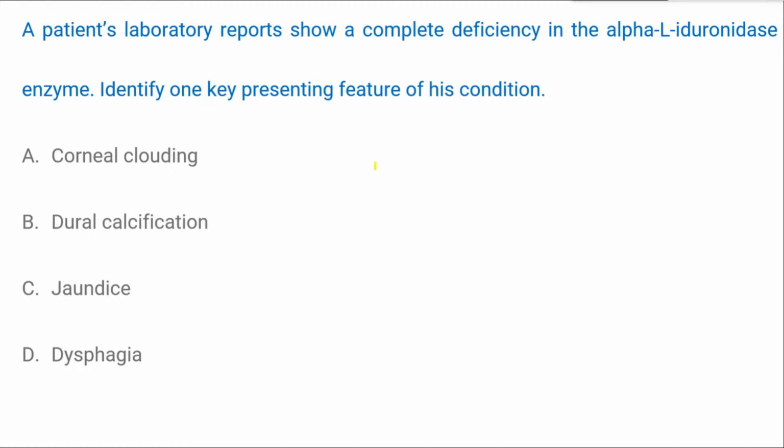We'll move on to the next question. I'm reading out the question options and giving you the answer. I'll explain the answer also, so don't worry. A patient's laboratory report shows a complete deficiency in the alpha-L-iduronidase enzyme. Identify one key presenting feature of his condition. Is it corneal clouding, dural calcification, jaundice, or dysphagia? The key point here is this shows us that it is MPS, mucopolysaccharide deficiency. So the answer here would be A, corneal clouding.